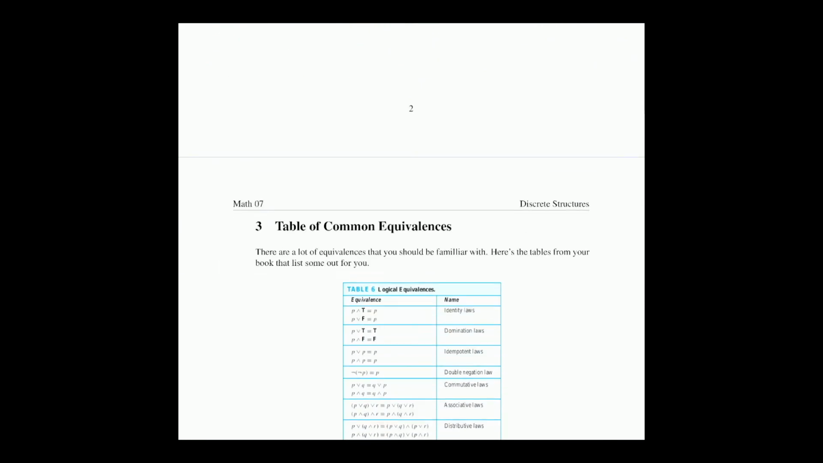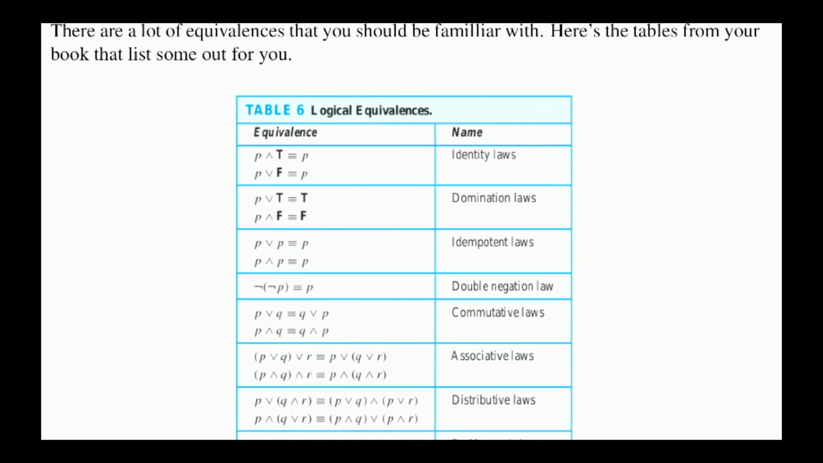Okay, now here's the thing. There's a lot of these, okay? So look at these. I printed the table here. This is straight out of your book, table 6 in section 1.3. And I will explain a little bit about them, but not too much here.